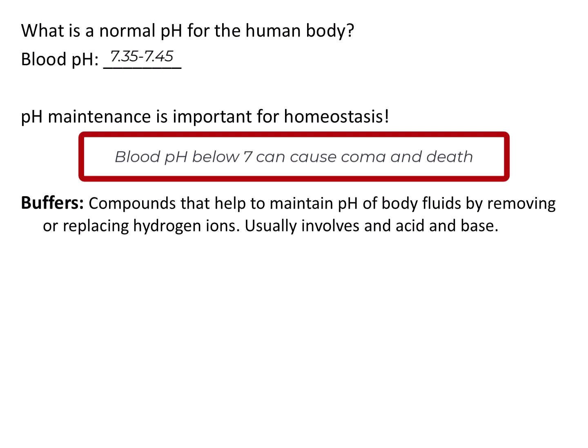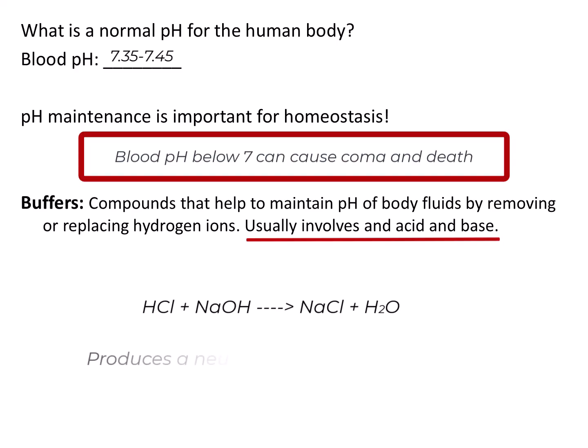A buffer is a compound that helps to maintain the pH of the body fluids by either removing or replacing hydrogen ions. Usually this involves an acid and base pair. For example, when hydrochloric acid, a very strong acid, is mixed with sodium hydroxide, a very strong base, we get sodium chloride and water, or salt water, which is a neutral solution. This works because the hydroxyl in the sodium hydroxide combines with the hydrogen in the hydrochloric acid to form water, while the sodium in the sodium hydroxide and the chloride in the hydrochloric acid combine to form sodium chloride.